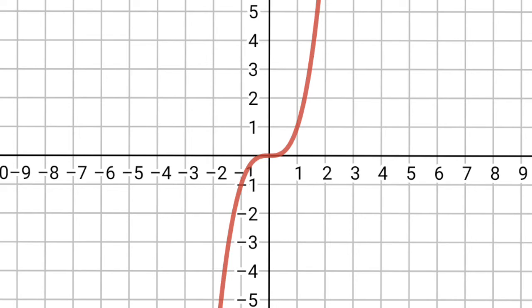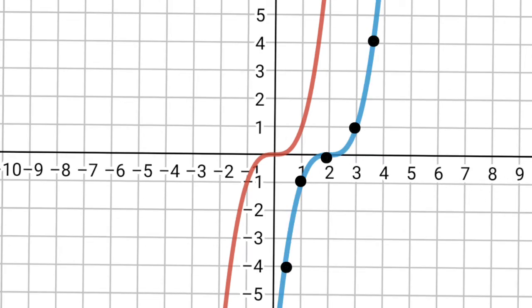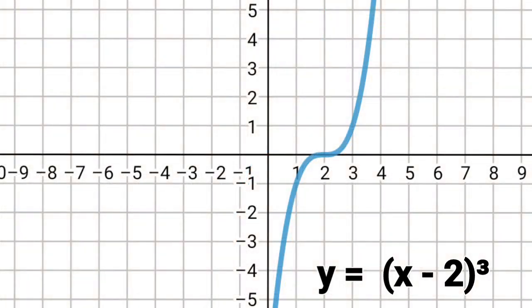Next, we'll apply the horizontal shift by moving all of the points on the parent graph 2 to the right. And we've graphed our function, y equals (x minus 2) cubed.